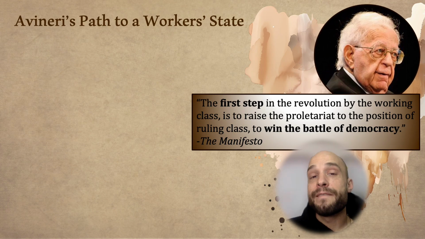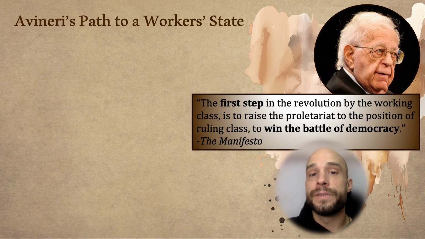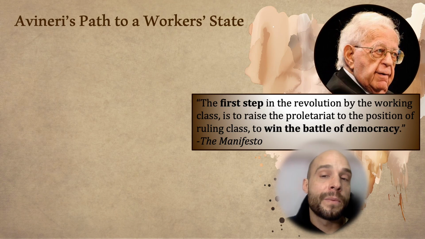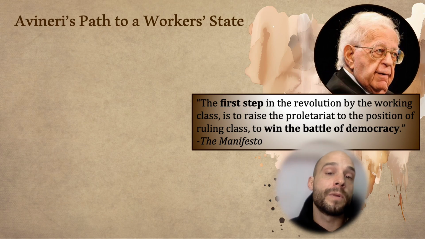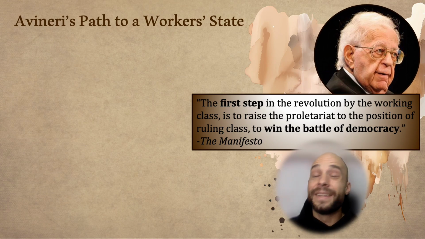Now that we've laid out Avineri's critique of utopian socialism and accelerationism, let's shift gears and see what his reading of Marx can tell us about the arduous path towards a worker state. The Manifesto reads, "The first step in the revolution by the working class is to raise the proletariat to the position of ruling class, to win the battle of democracy." This is kind of the whole ball game in that this is where we're at right now.